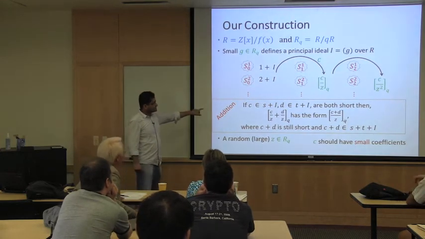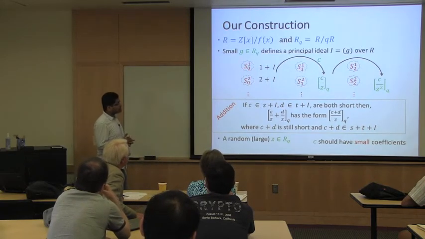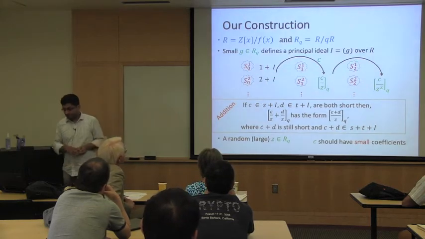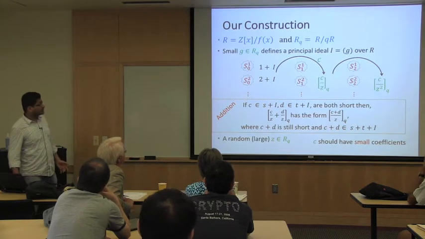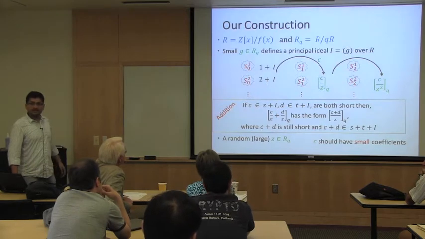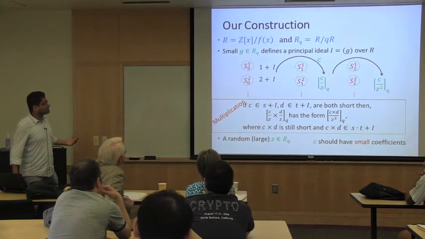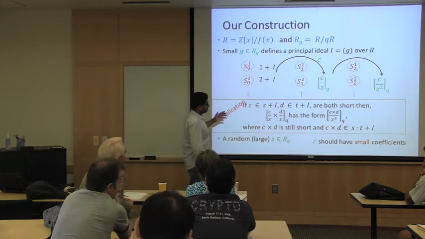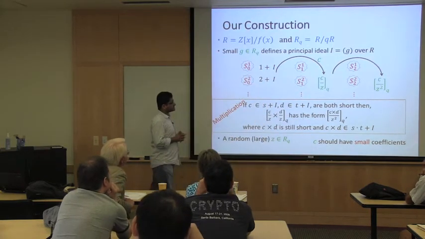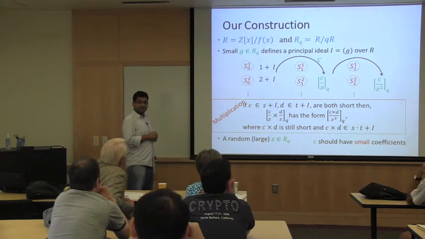If you want to add things at the same level, so if C by Z and D by Z are both in level 1, and you add these encodings in RQ, then what you get is an encoding of the sum in the first level. And if C and D were short, then hopefully the sum is also not going to be too large and things are going to be okay. So this is just like the FHE requirement. Similarly for multiplication, the exponents get multiplied, and so you go to the coset corresponding to the product, and as long as both C and D are short, hopefully the product will not be too large.